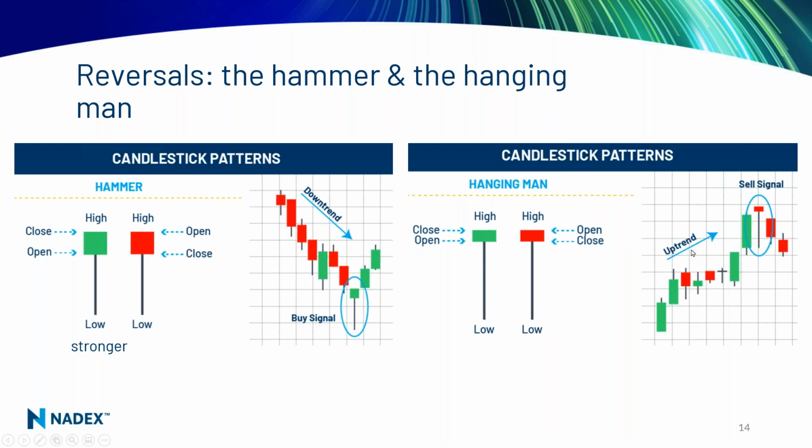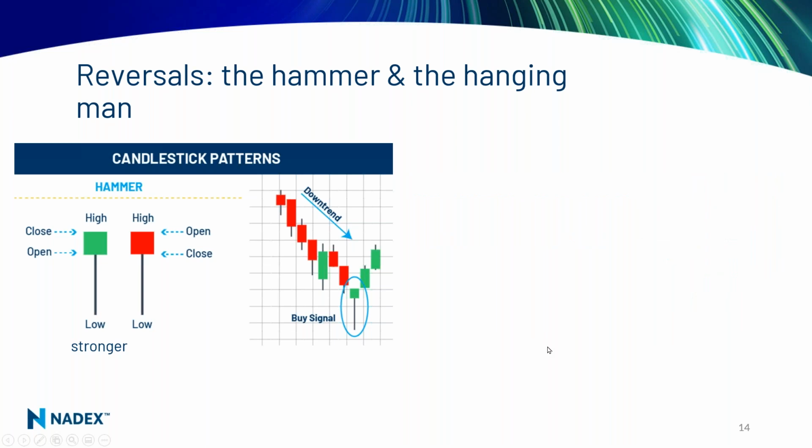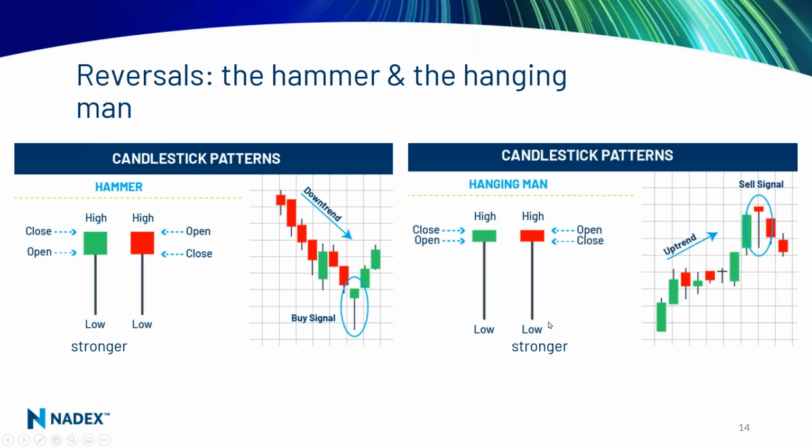A hanging man: you're in an uptrend, it's trending higher, and higher, and higher, but then you get this formation. With a hanging man, a red one is actually stronger than a green one. But if you get this formation, it does indicate that there might be a potential reversal to the downside.